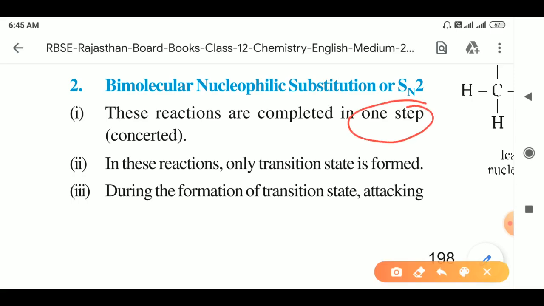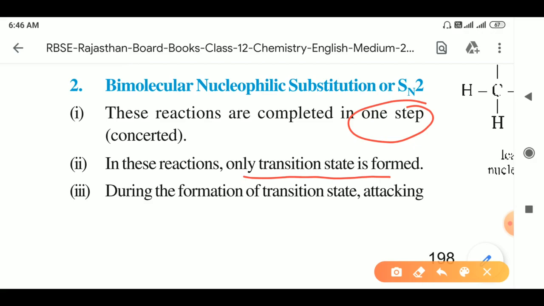Next, in this reaction only a transition state is formed, and that transition state is highly unstable. In the SN1 reaction there is formation of a carbocation in the first step, but here a transition state is formed.